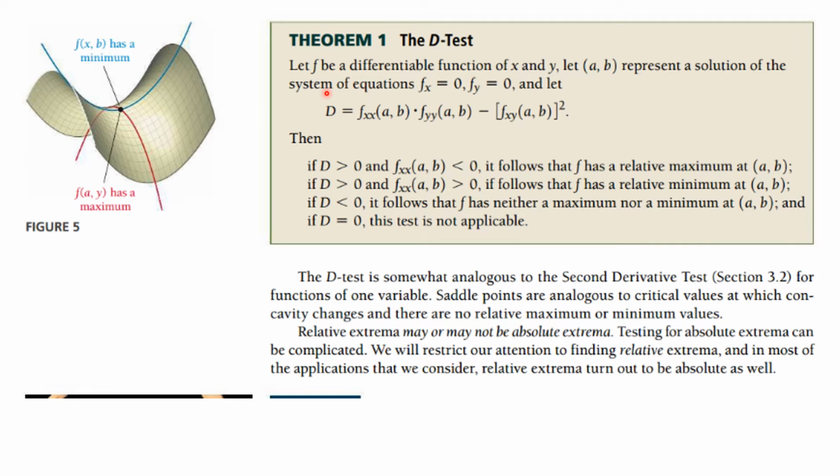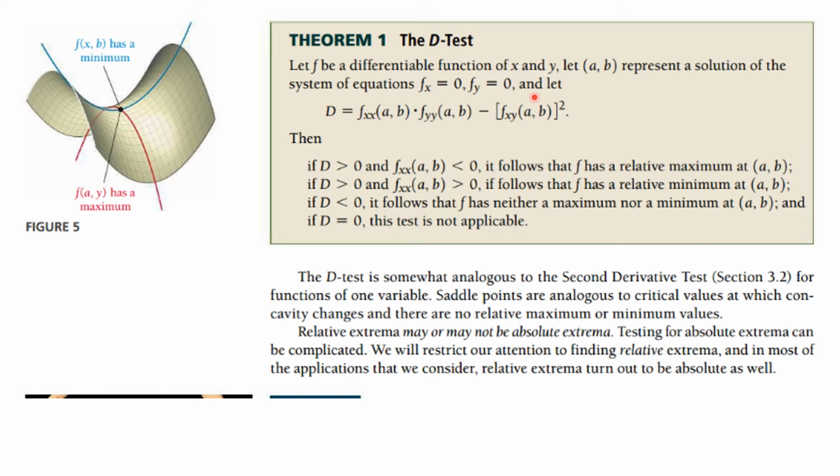And we do that using a test called the D test, the capital D test. So let f be a differentiable function of x and y. That means the partial derivatives exist. And let (a, b) represent a solution to the system of equations: the partial with respect to x is equal to 0, and the partial with respect to y is equal to 0. Now these are actually critical points, as we talked about earlier. These are candidate values.